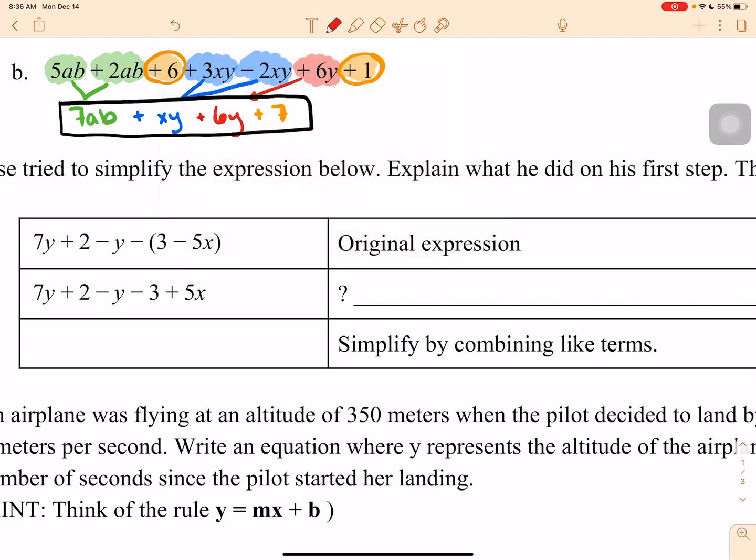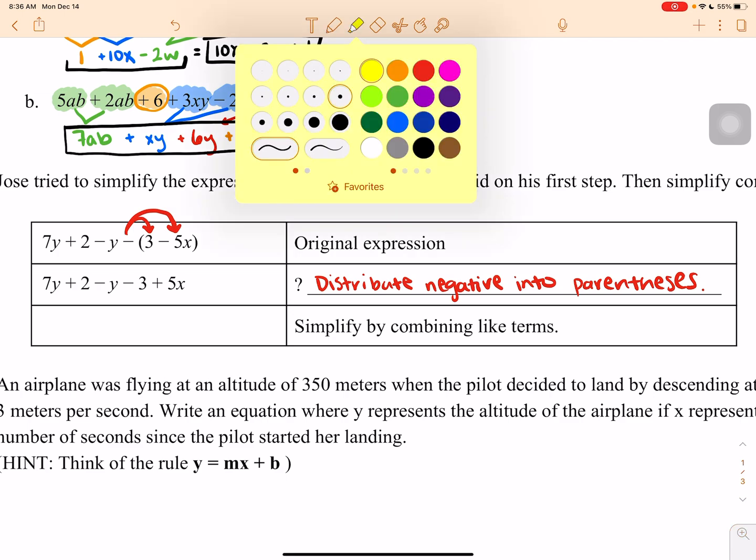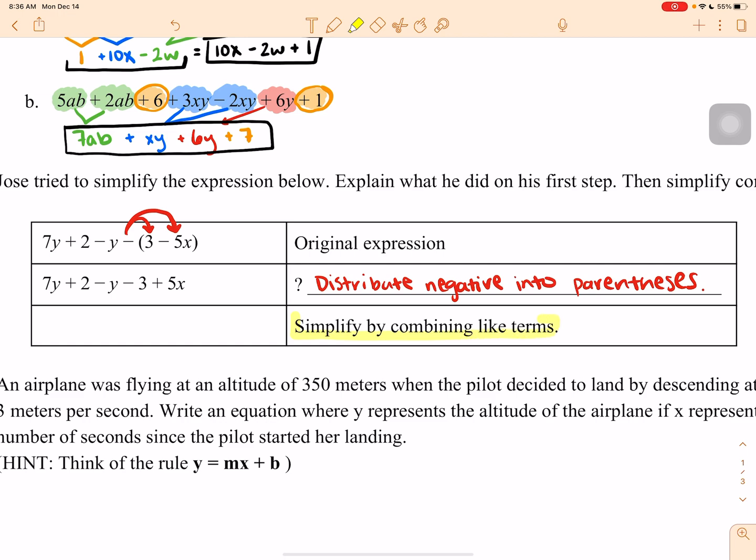It looks like he distributed the negative into the parentheses. So we'll just write distribute negative into parentheses. Okay. And now we're going to simplify by combining like terms because that is the next step for us here. So simplify by combining like terms.